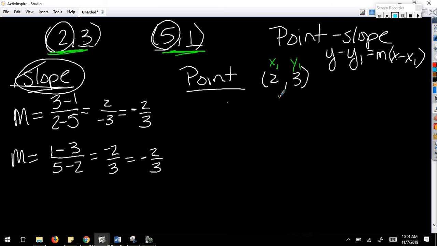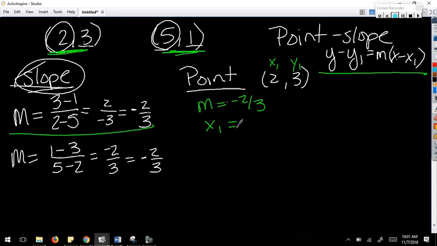Now watch how we're going to plug it in because we've got this equation. I know my slope. My slope is negative 2/3. My point, what is x1 going to be? What is y1 going to be? Y'all all see where those 3 values came from?